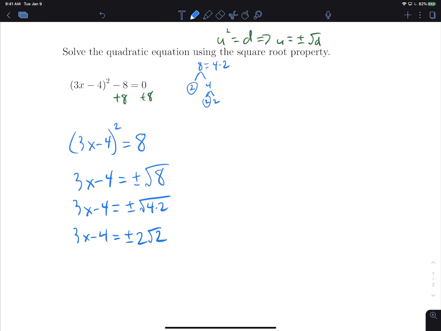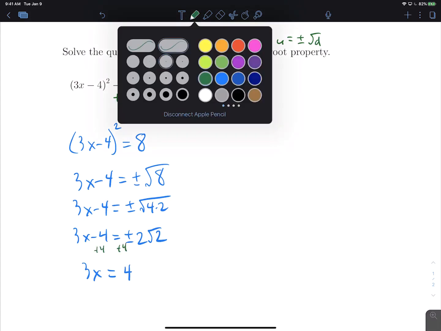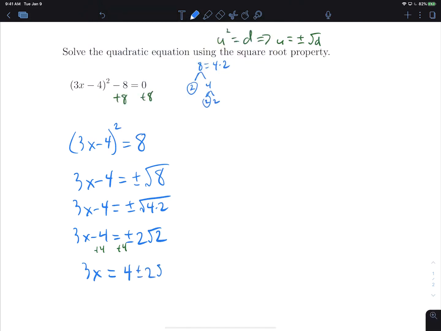Excellent. At that point, move this 4 to the right-hand side, which is going to give me 3x is equal to positive 4. Now, let me go ahead and write that down like this. So move 4 here: 4 plus or minus 2 root 2.